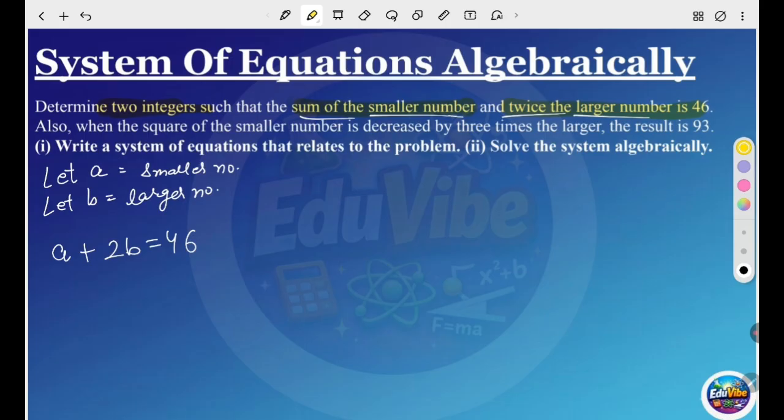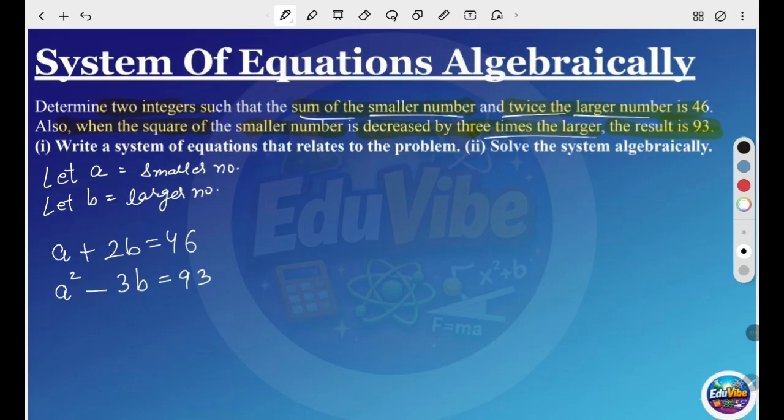From the English work, you have to convert it into the mathematical concept. Also, the square of the smaller number, so now you do the square of the smaller number, is decreased by 3 times the larger number. Decreased by means subtraction, and increased by means addition. 3 times the larger means 3 multiplied by b, and we get the result 93.